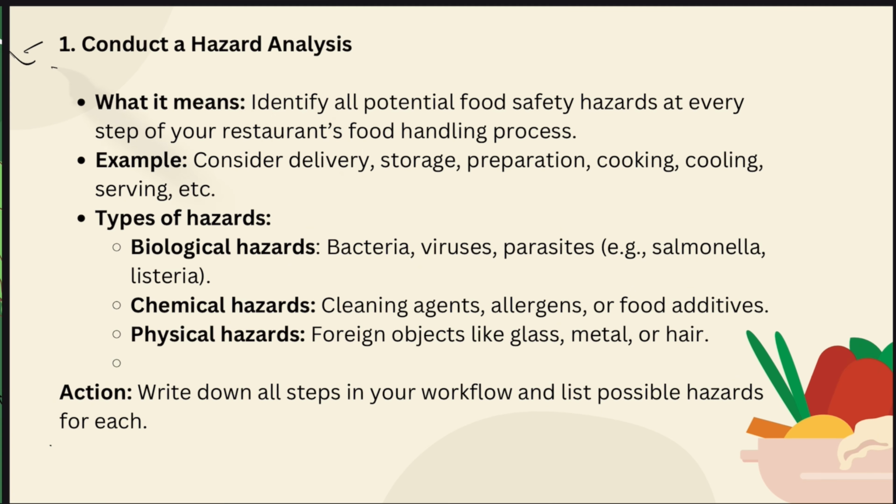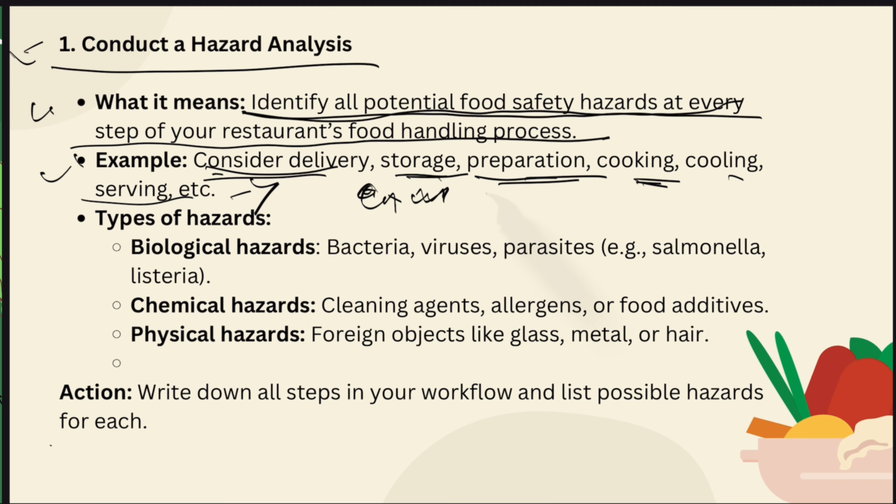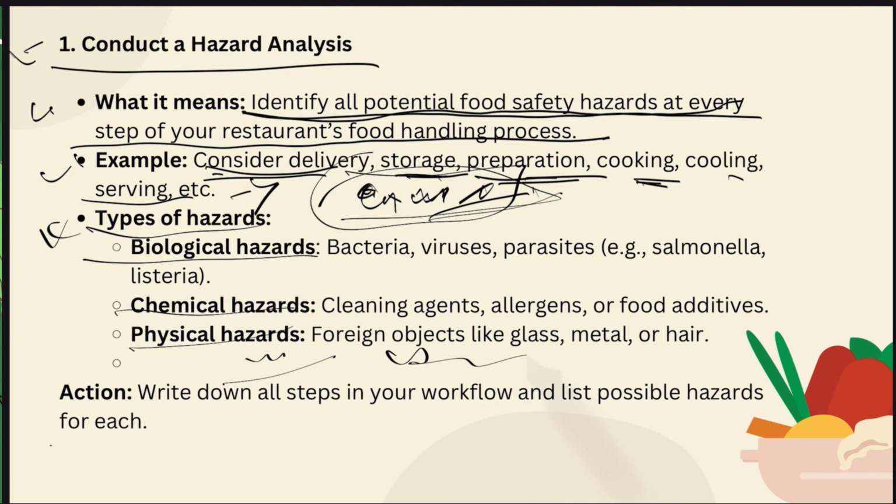Okay, number one, conduct a hazard analysis. What does it mean? Identify all potential food safety hazards at every step of your restaurant's food handling process. Example: consider delivery, storage, preparation, cooking, cooling, serving, etc. You can add equipment functions as well. Why? If you find any problem in equipment, you will find the hazard and control it. Next is the types of hazards: biological, chemical, and physical. You can add environmental hazards, psychological hazards, etc.